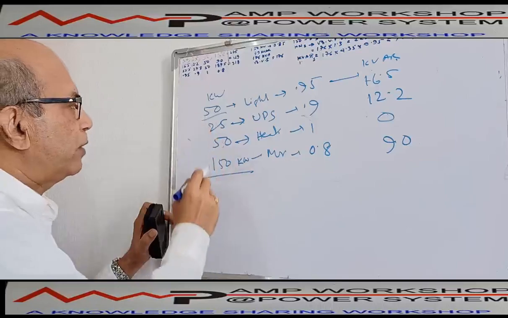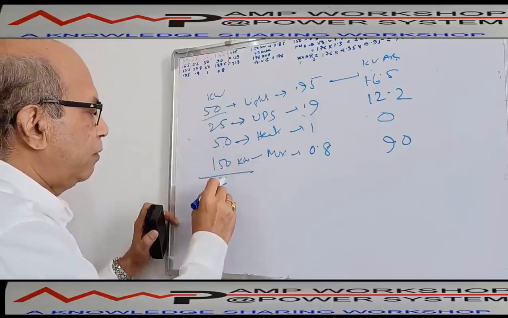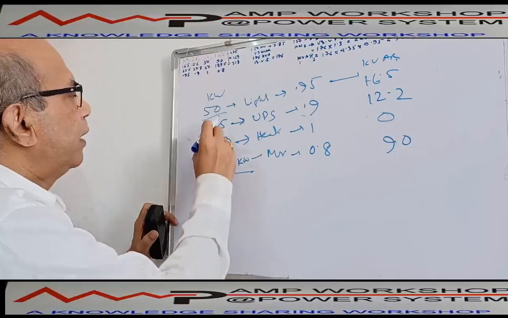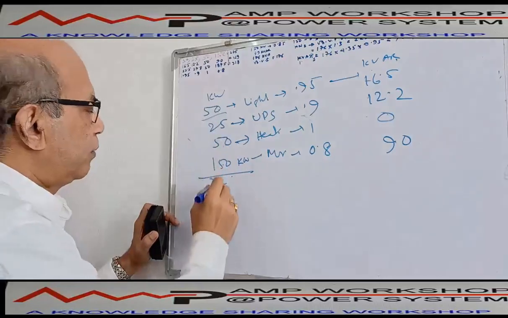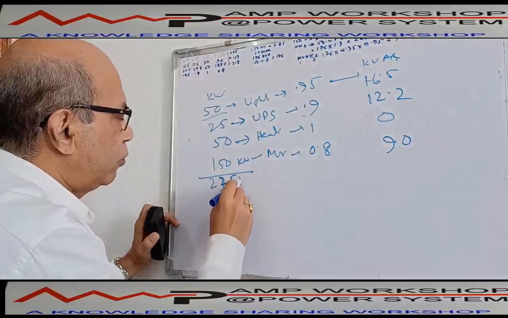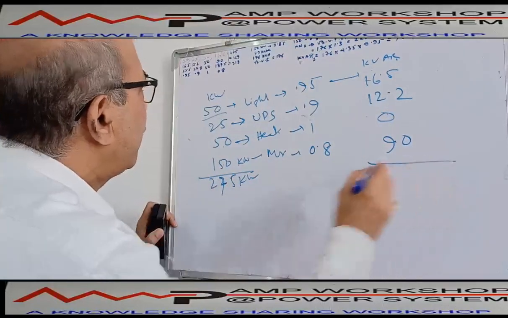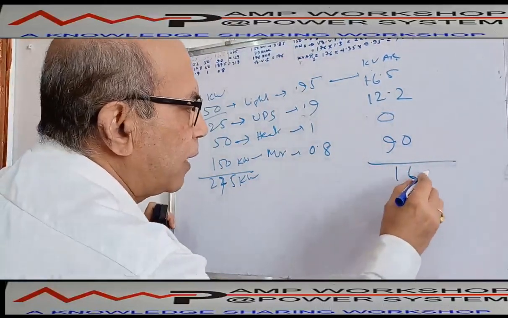So total kilowatt, how much? It is 275 kilowatt. And here the kVAR is equal to 169 kVAR.